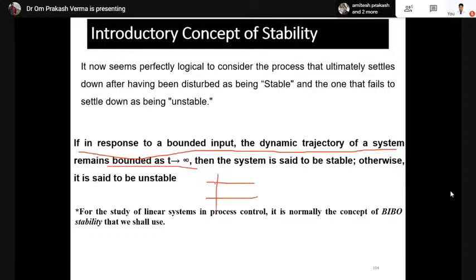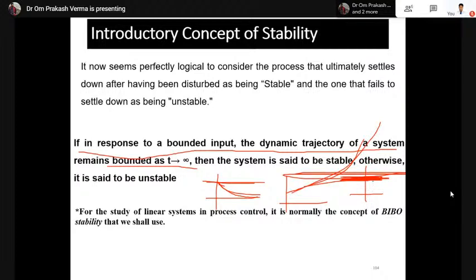Bounded means it is a bounded signal, and the response is also bounded. However, this response is not bounded. However, this one is also bounded, but the value is fixed. Okay. So if it is approaching zero, then the system is stable. If it is unbounded, then the system is unstable. If it is bounded, but not diminishing or approaching zero, the system is said to be marginally stable.